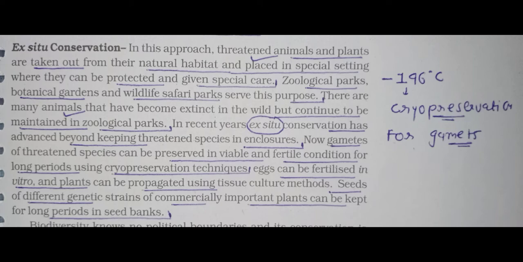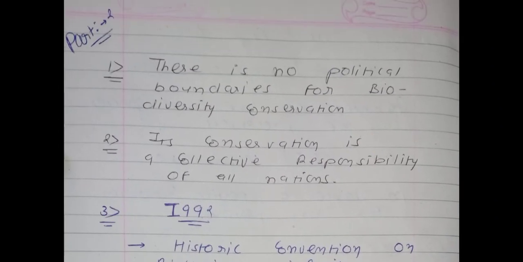Eggs can be fertilized in vitro. Underline, MCQ. Plant propagation is possible with the help of tissue culture method. And seeds of the different genetic strains of commercially important plants can be kept for a long period in a seed bank. So the first concept is completed. Now we will talk about the second part.